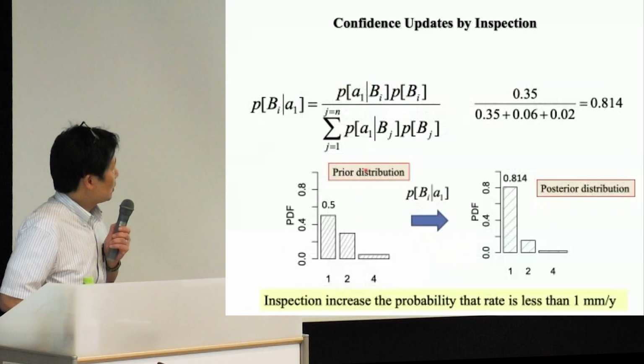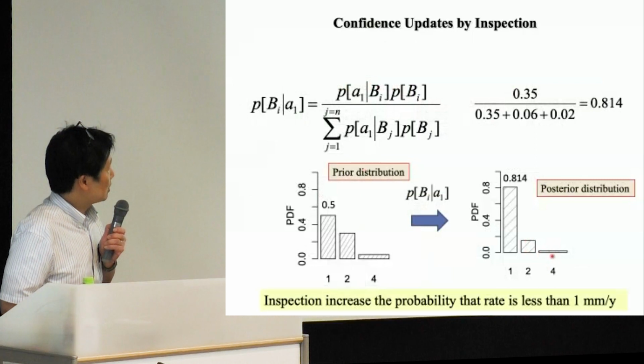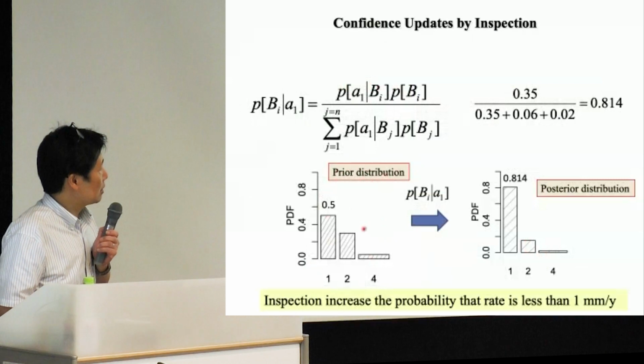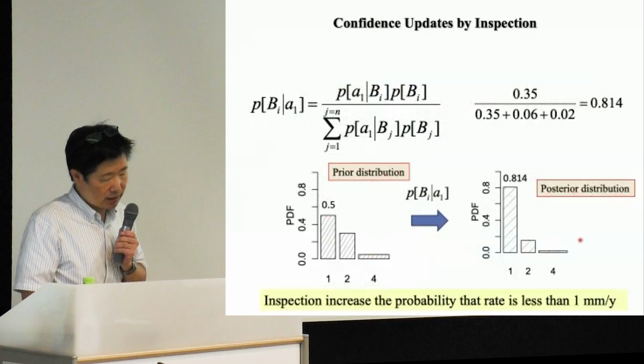Okay, so in this way, we can estimate other situations. Before the inspection, we have a prior distribution based on the corrosion model. And by inspection, we got a posterior distribution with high reliability.